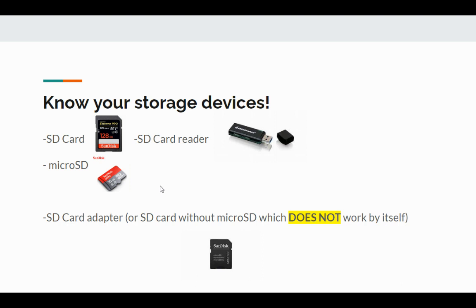And the SD card reader is used for those that cannot be detachable, the entire SD card. But I would still say that having an SD card, micro SD adapter is the best because you can plug it in to virtually any device.